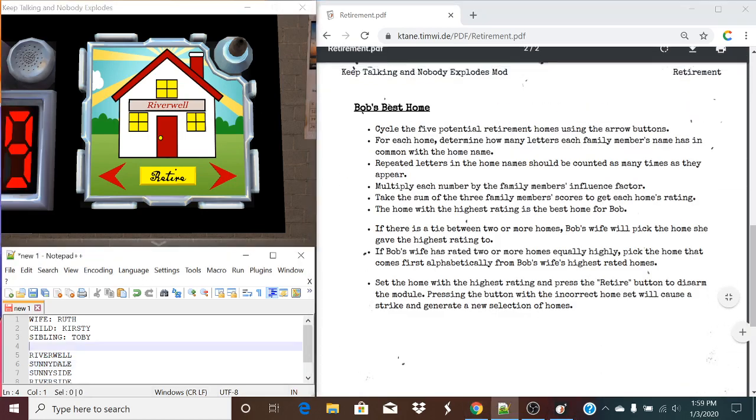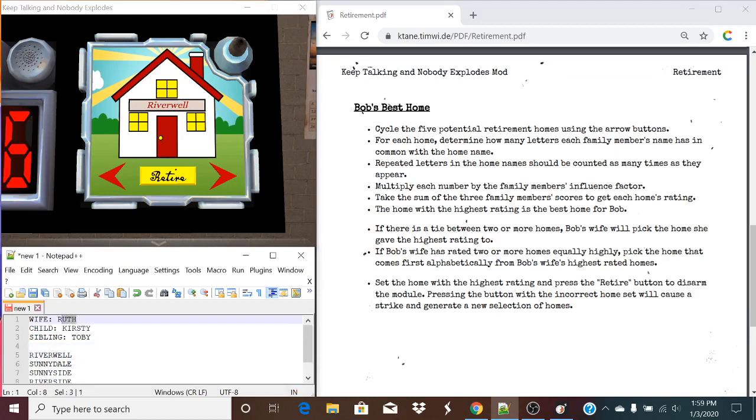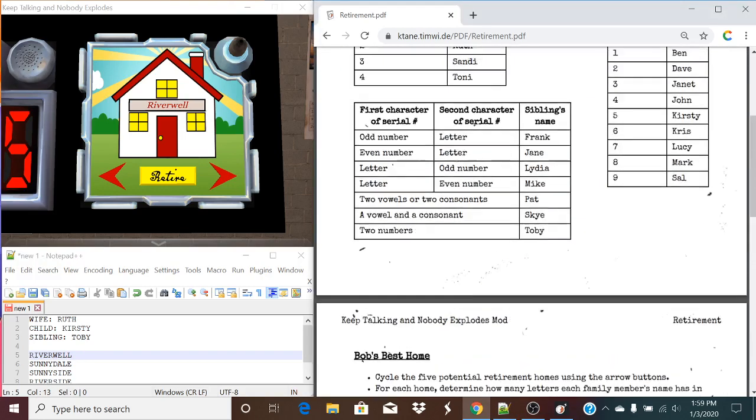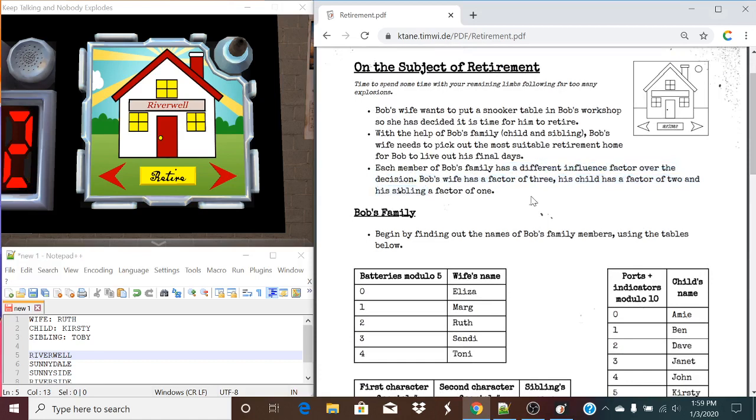So first, for Riverwell, let's take a look at Ruth first. Ruth has a Romeo, a Uniform, a Tango, and a Hotel. Now let's count how many occurrences of each letter appear. Remember that the wife has a factor of 3, so we're going to multiply however many we get by 3. There are 2 R's. There are no Uniforms, no Tangos, and no Hotels. So with the 2 Romeos, that's multiplied by 3, getting us 6.